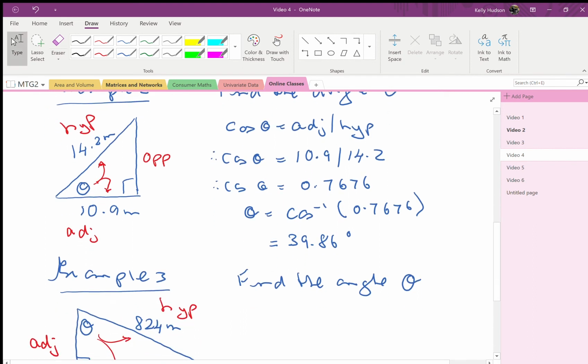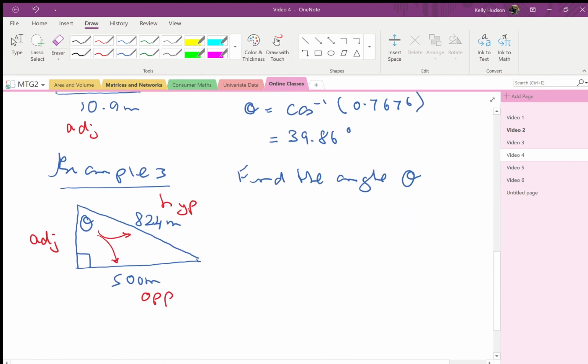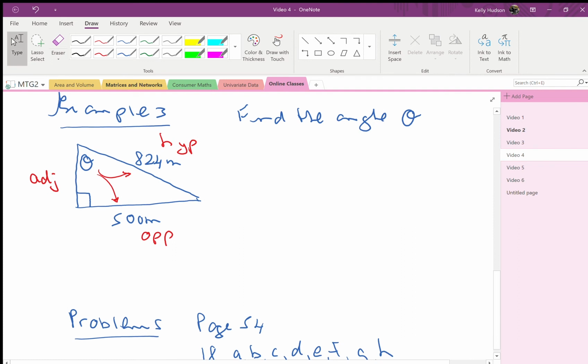And the last example, example number 3. In this one, we're given the opposite and we're given the hypotenuse. So my ratio is going to be my sine. So sine of theta is equal to my opposite side divided by my hypotenuse. And I substitute my values in. My opposite side is 500. My hypotenuse side, 824.